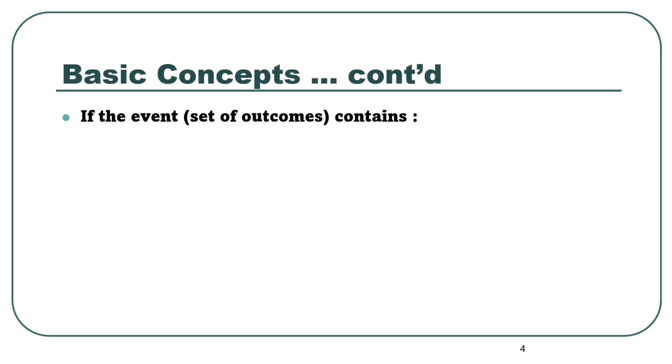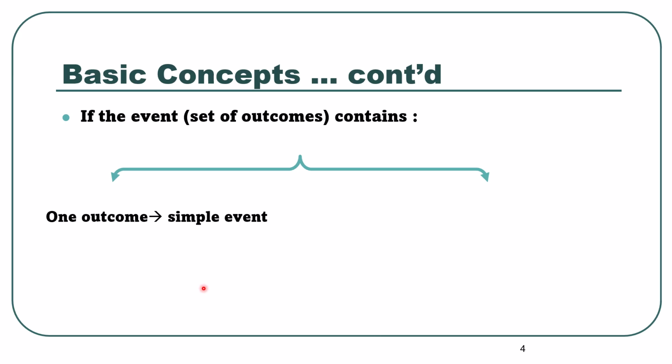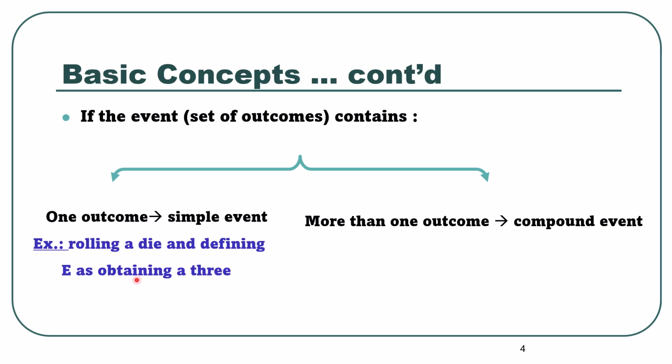Now, the event, which we did define as a set of outcomes, can have two forms. Either having in it just one outcome of my experiment, and in this case we're going to call it a simple event, or it could have more than one outcome, and in this case it's called a compound event. Example for the first one: rolling a die, and you did define your event as obtaining a 3 when you roll a die. This is just one outcome from the 6 outcomes in the S.